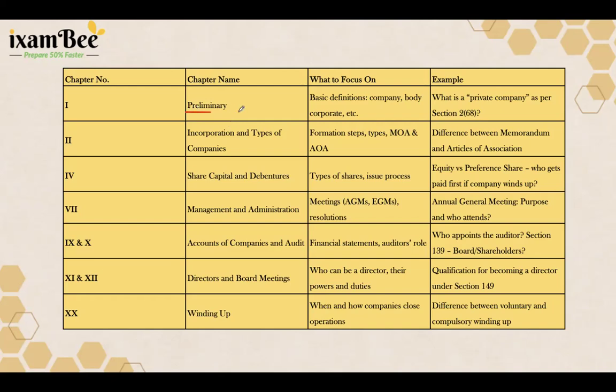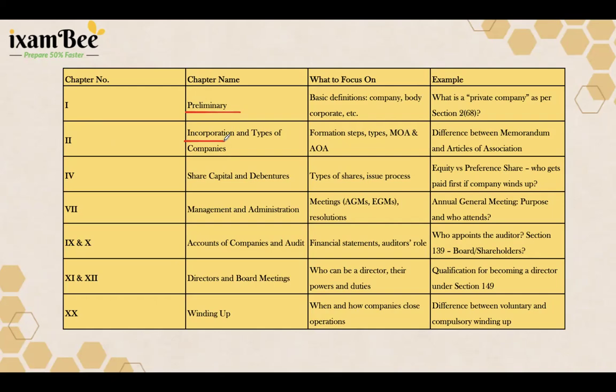You have chapter 1 first, which is Preliminary. This is where you will find the basic definitions that form the foundation of the entire Act. Terms like company, body corporate, private company, public company are all defined here. These definitions are directly asked in the form of MCQs, so they are important to remember in a simple and clear way. Then you have chapter 2, which deals with incorporation of a company.